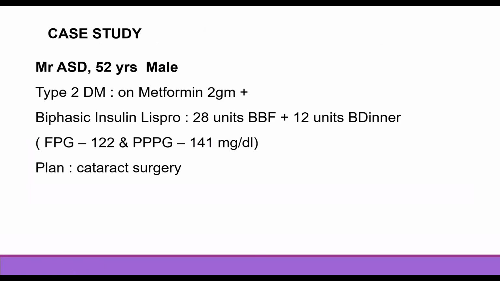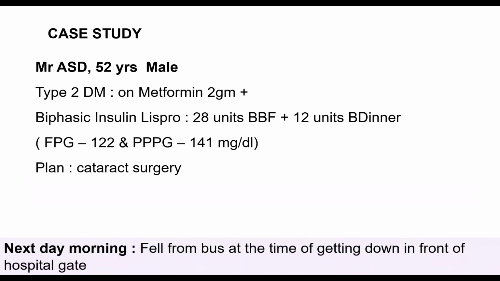So this patient was on metformin, receiving biphasic insulin 20 units and 12 units. Fasting and PP was perfectly controlled. A1c came down to 7.1. We asked the patient to go for cataract surgery. And on the next day morning, when he was coming to the eye clinic, he fell from the bus at the gate of the hospital and had a road traffic accident.